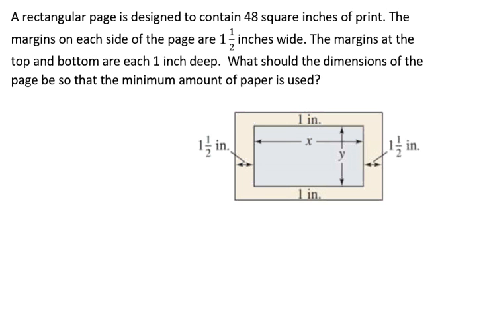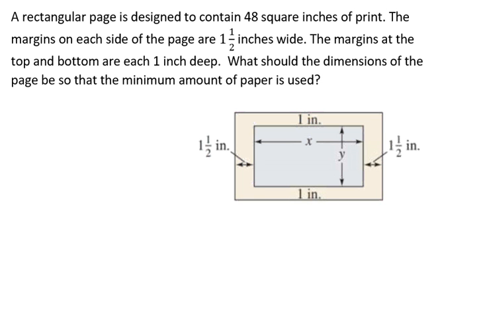In this video, we're going to be using an application problem to help us show how we can minimize dimensions. So in this example, we have a rectangular page designed to contain 48 square inches of print. The margins on each side of the page are 1.5 inches wide. The margins at the top and bottom of each are 1 inch deep. What should the dimensions of the page be so that the minimum amount of paper is used?